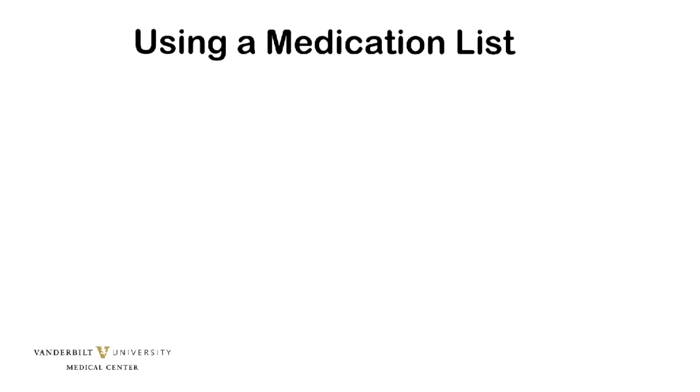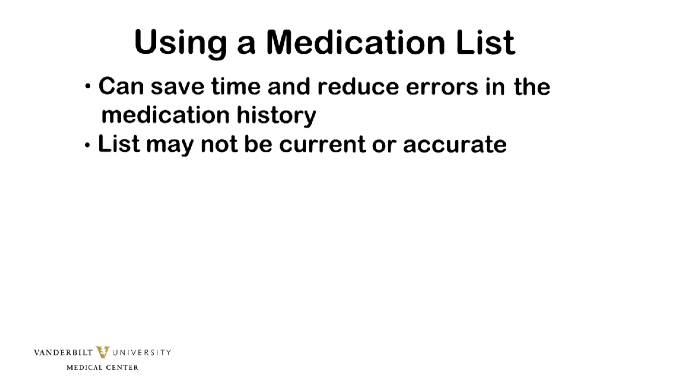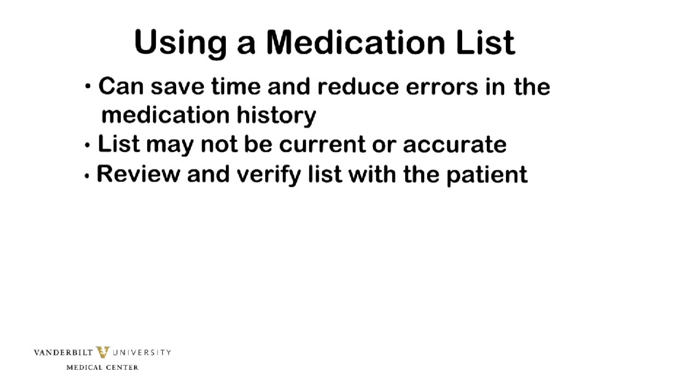Using an available medication list, for example from the outpatient medical record or a recent hospital discharge summary, can save time and reduce errors in the medication history. However, medication lists often are not current or accurate. The list may be incomplete or contain errors. It is important to review and verify the list with the patient.